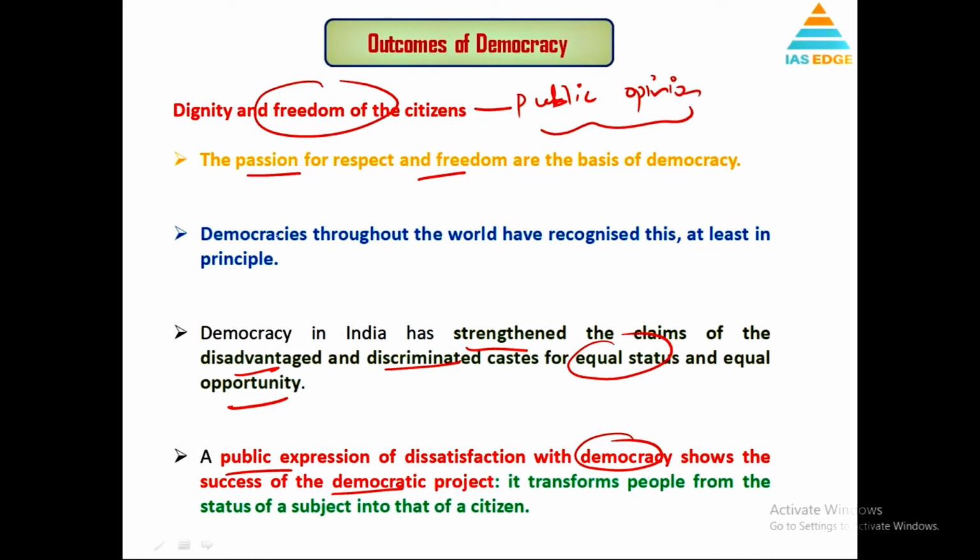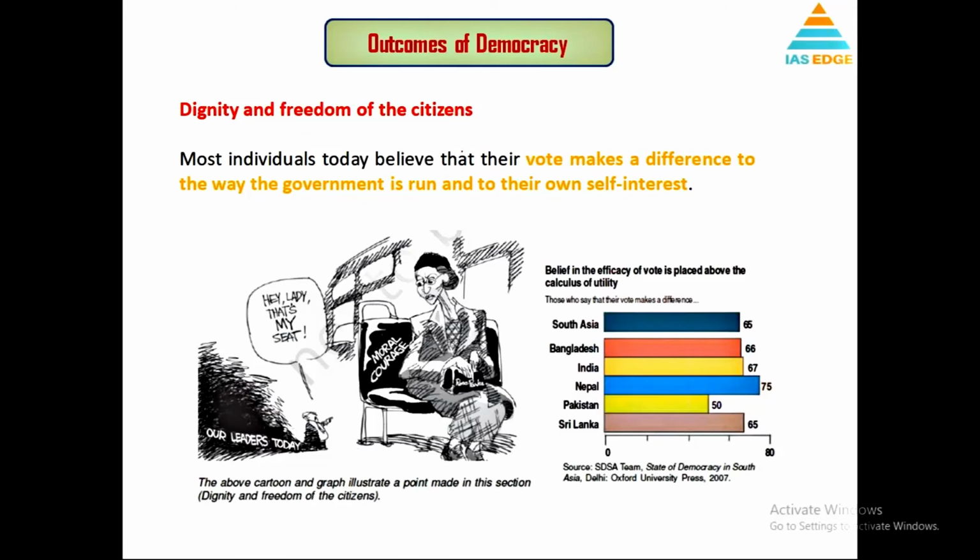So one of the important aspects of democracy is freedom, respect, dignity, and the right to express opinion, public opinion, because that puts pressure on the government. That is a strong check and balance. In fact, this will ensure public opinion, and that is the way forward.